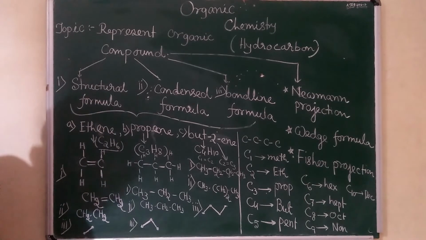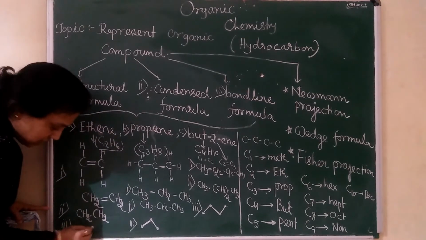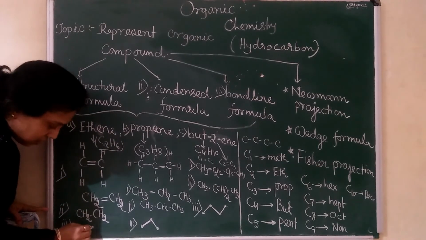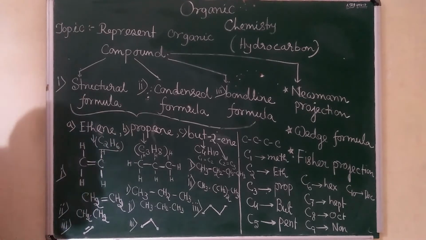Okay. Next is bond line. So in bond line, this is the carbon, and here there is only the double bond. So this way the things will change.